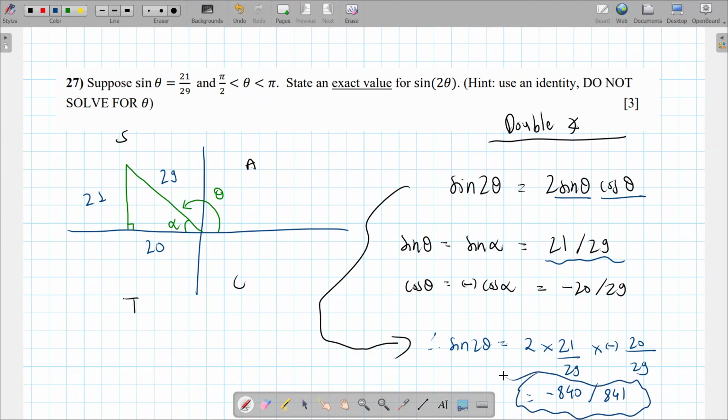Did that make sense? It's not that difficult. Just sketch it out and work with the ideas of the related acute angle. You have to do this, especially when asking for an exact value. A calculator is not going to help you. I guess it could help you multiply these numbers, but it won't help you come up with these digits.